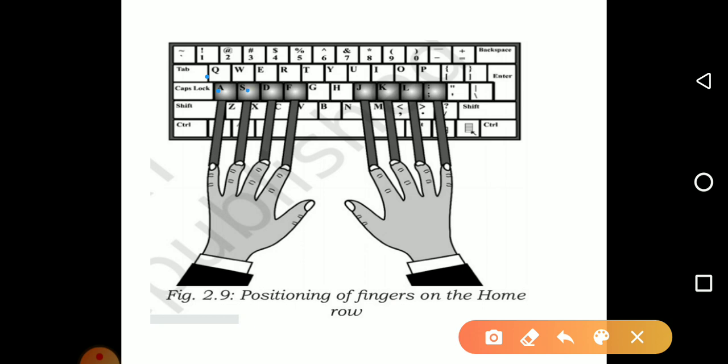Similarly, above S you have got W. S and W use the same fingers. D and E use the same fingers. F and R use the same fingers. Similarly, for the right hand also, the keys above. G and H and T and Y use the index fingers of the left and right hand respectively. Any doubts, children?